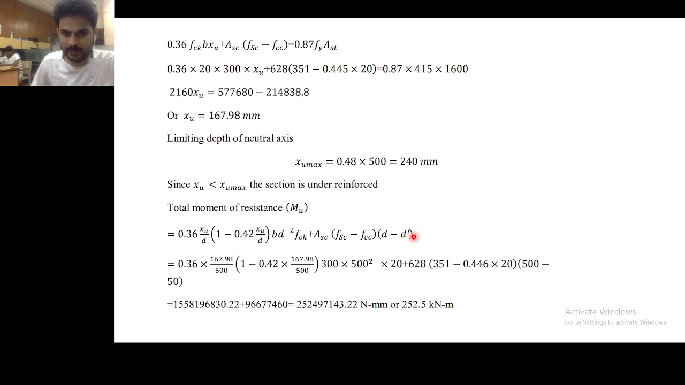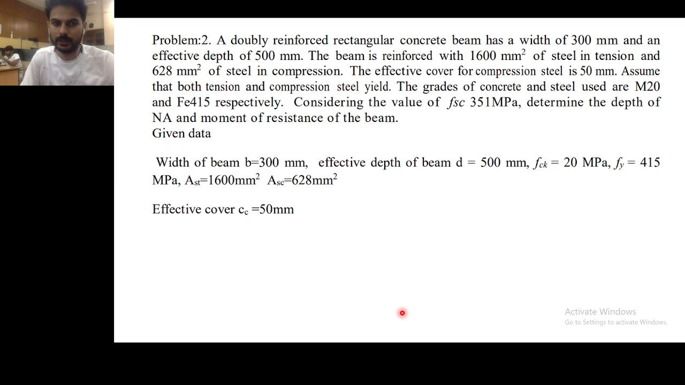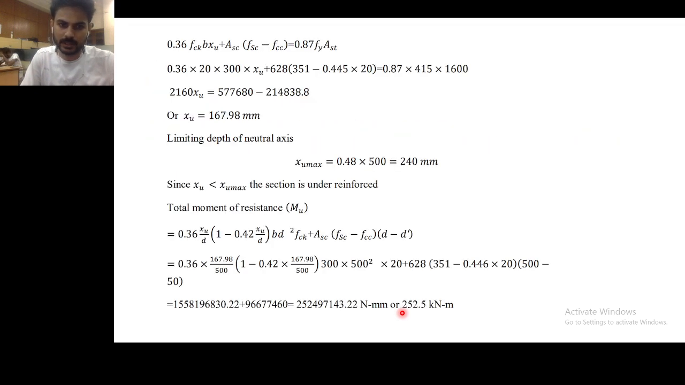You can directly remember this for fast solving in the paper, and by calculation directly we got the moment of 252.5 kilonewton per meter. So that is the moment of resistance for this provided beam. Okay, so the problem is solved. We will move forward to the next problem.